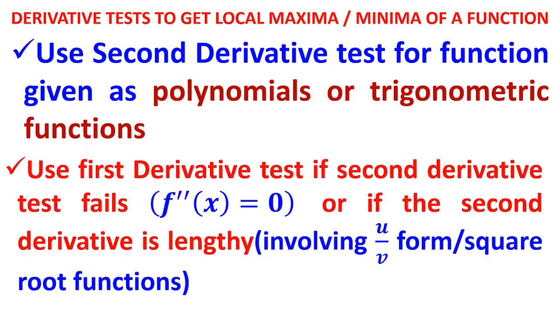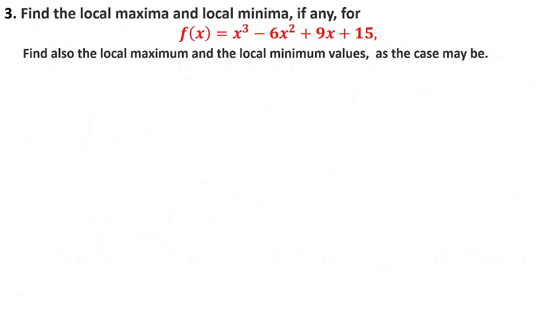Use the first derivative test if the second derivative test fails. We already saw an example. And if the second derivative is lengthy, suppose you feel the second derivative is in u by v form, having a square root, so many terms, better go for the first derivative test. Therefore, if the second derivative test fails, go to the first derivative test. Otherwise, if it is a polynomial or trigonometric function, better use the second derivative test. Well, let us go to the question now.